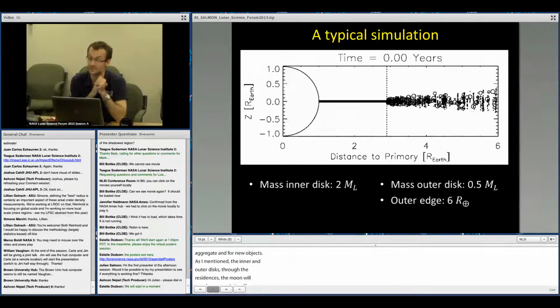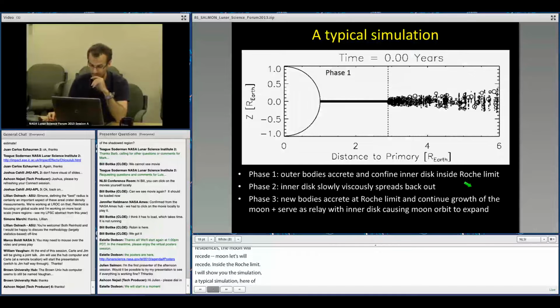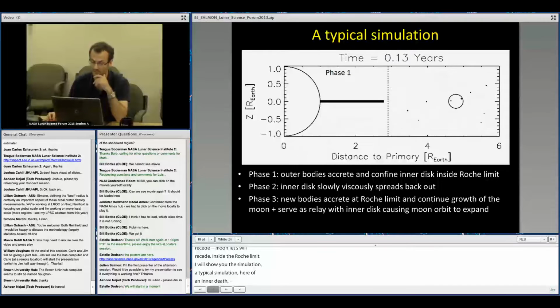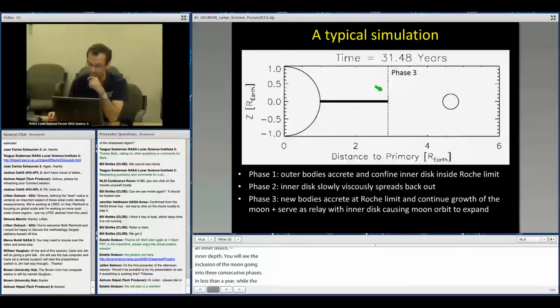So I'm going to show you a typical simulation with the initial conditions here of an inner disk with 2 lunar masses and an outer disk of 0.5 lunar masses extended towards 6 Earth radii. So you're going to see the accretion of the moon going into three consecutive phases. In the first phase, you accrete very rapidly all the material from the outer disk in less than a year, while the inner disk has been confined inside the Roche limit and is slowly spreading. In the second phase, after several tens of years, material eventually reaches the Roche limit and starts producing new objects that continue the accretion of the moon and also serve as a relay.